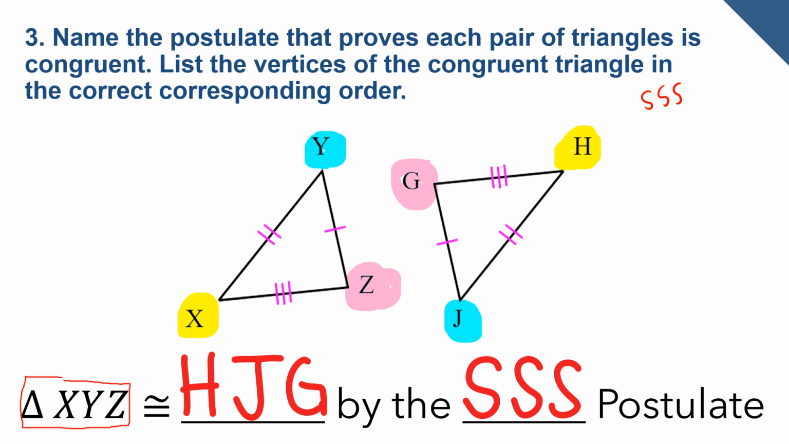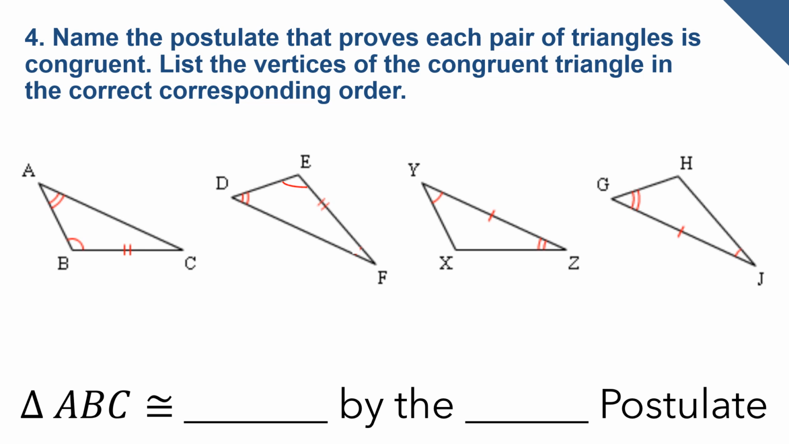Okay, let's look at another one. Name the postulate that proves each pair of triangles is congruent. Then list the vertices of the congruent triangle in the correct corresponding order. So we got a lot of triangles here. We got 4 triangles. Now, if you look at the bottom of the screen, that's going to tell you what you're working off of. So it says you've got to find the triangle that is congruent to triangle ABC. So let's look at triangle ABC, and then that'll give us somewhere to start.